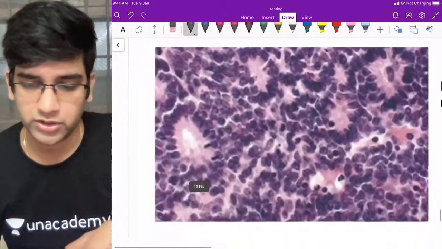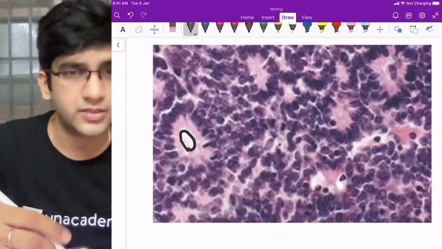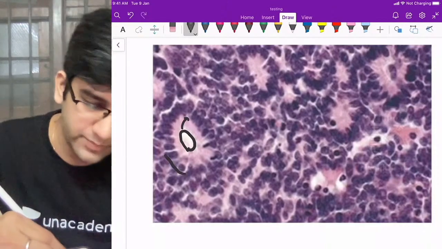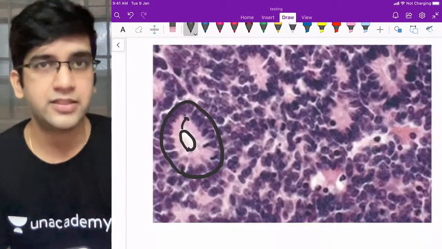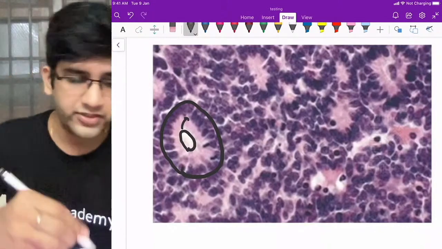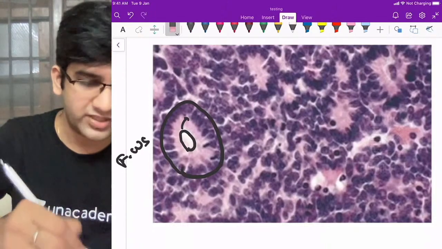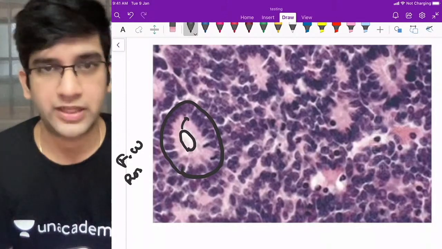It's written in the corner. Can I see a lumen here? Yes. Can you see a pink color as well? Yes. And I'm seeing cells. So I'm seeing a lumen, a pink structure, and cells. So this is a true rosette. This is my Flexner-Wintersteiner rosette. Where do you see them? You see them in retinoblastoma.